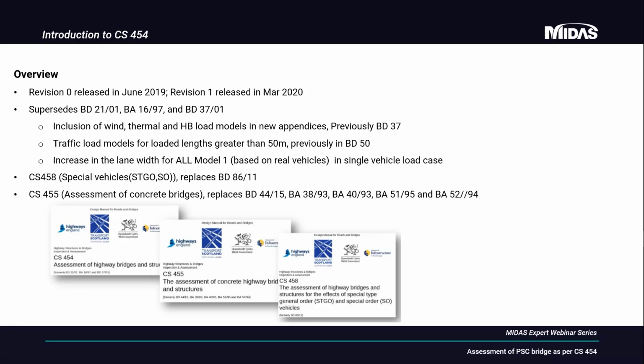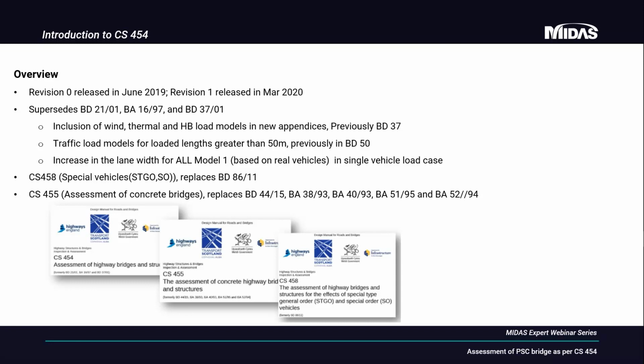This standard supersedes BD 21/01, BD 16/97, and BD 37. It includes wind, thermal, HA and HB load models in new appendices. Previously, these were available in BD 37. A small modification in the traffic load model for loaded length greater than 50, which was previously in BD 50, is now included in CS 454. Also, there is an increase in lane width for all Model 1.